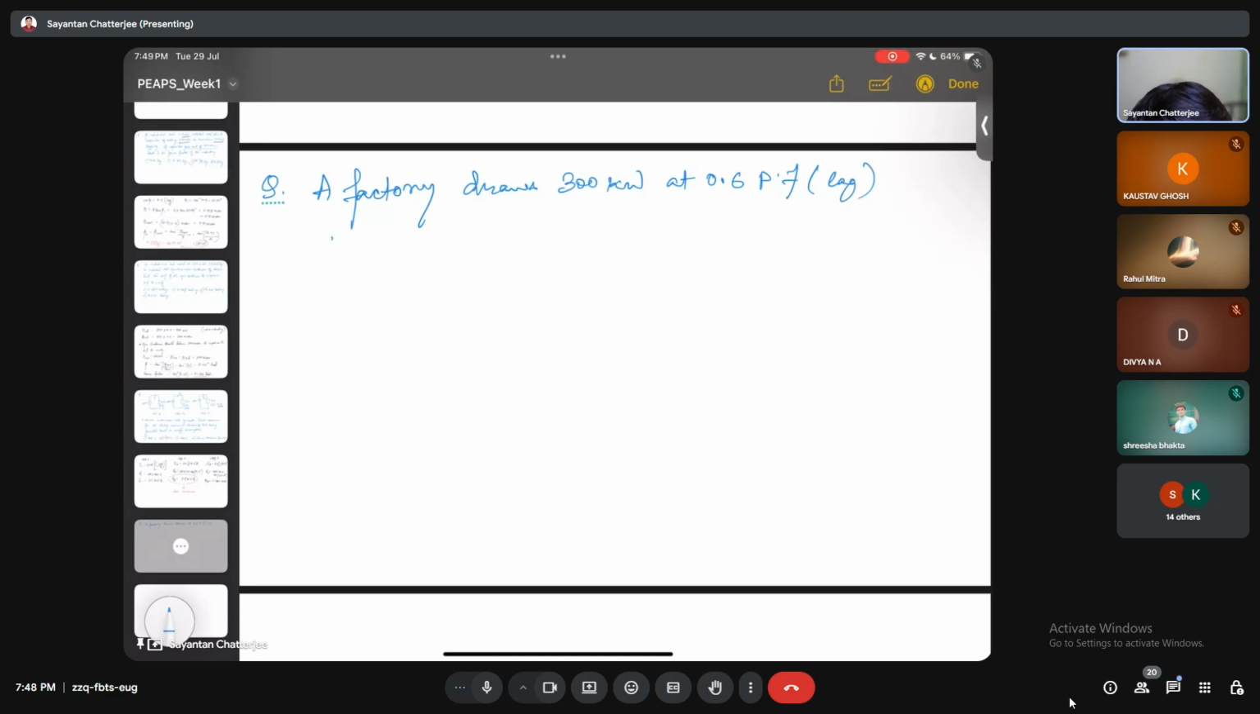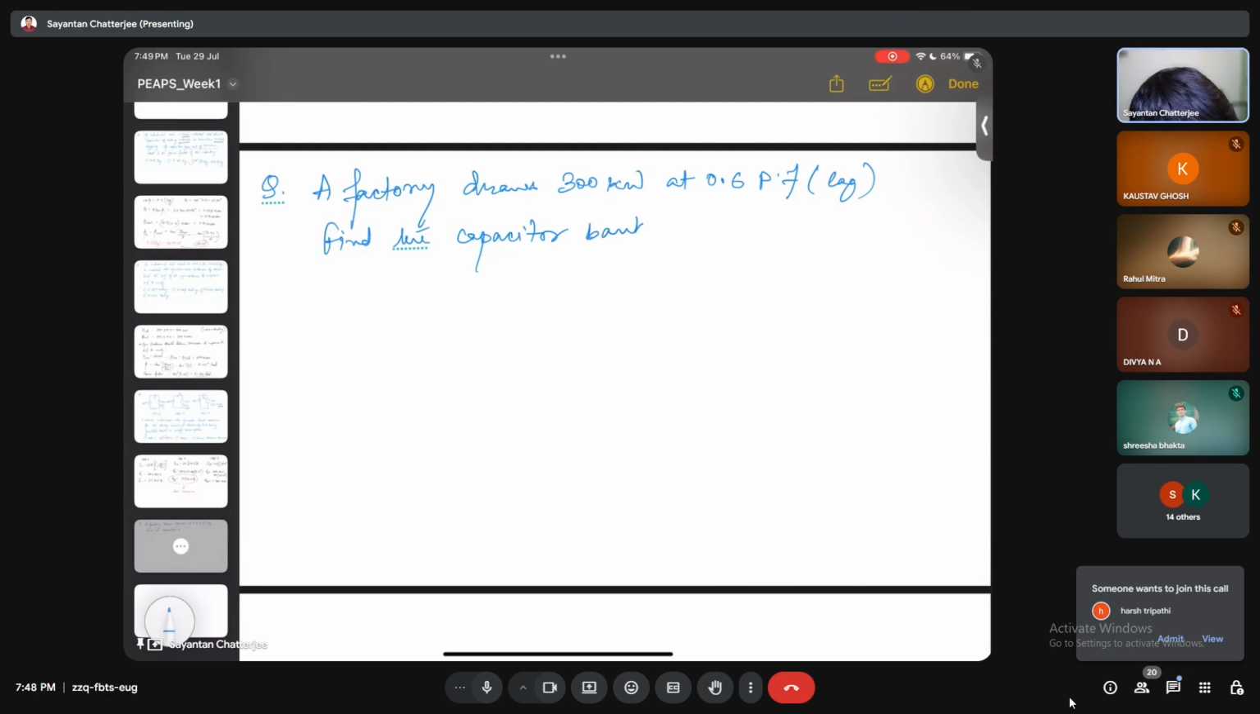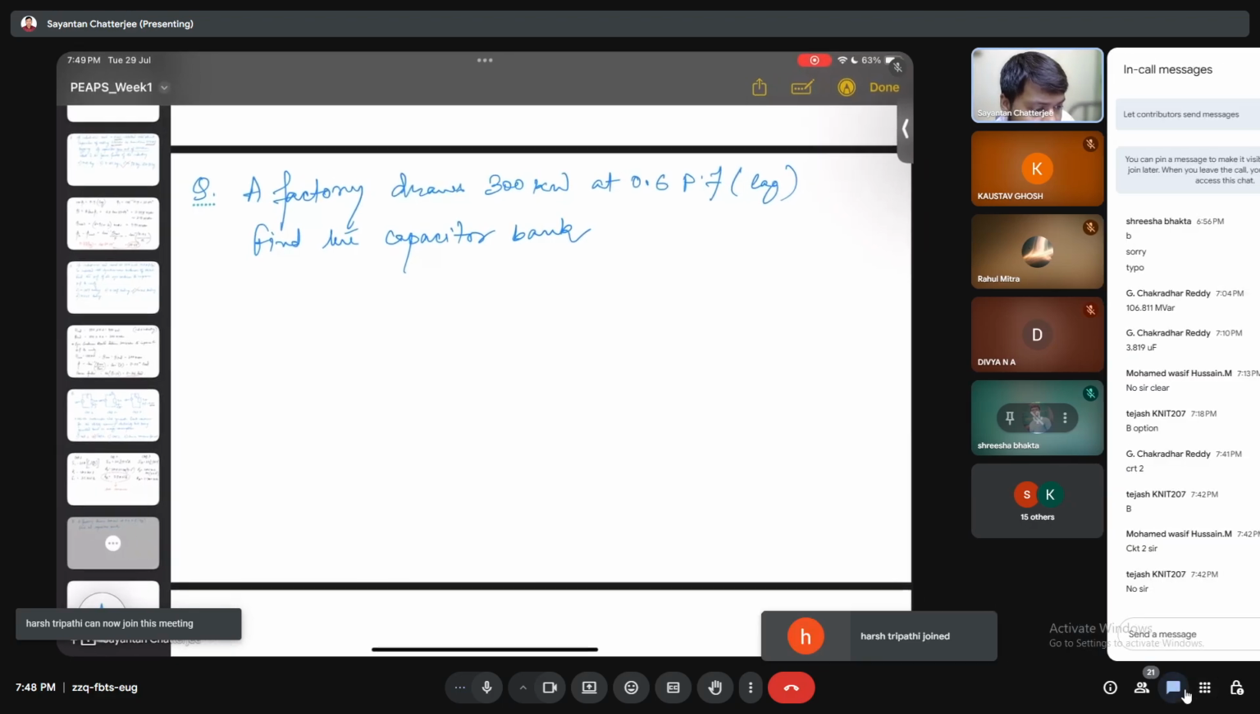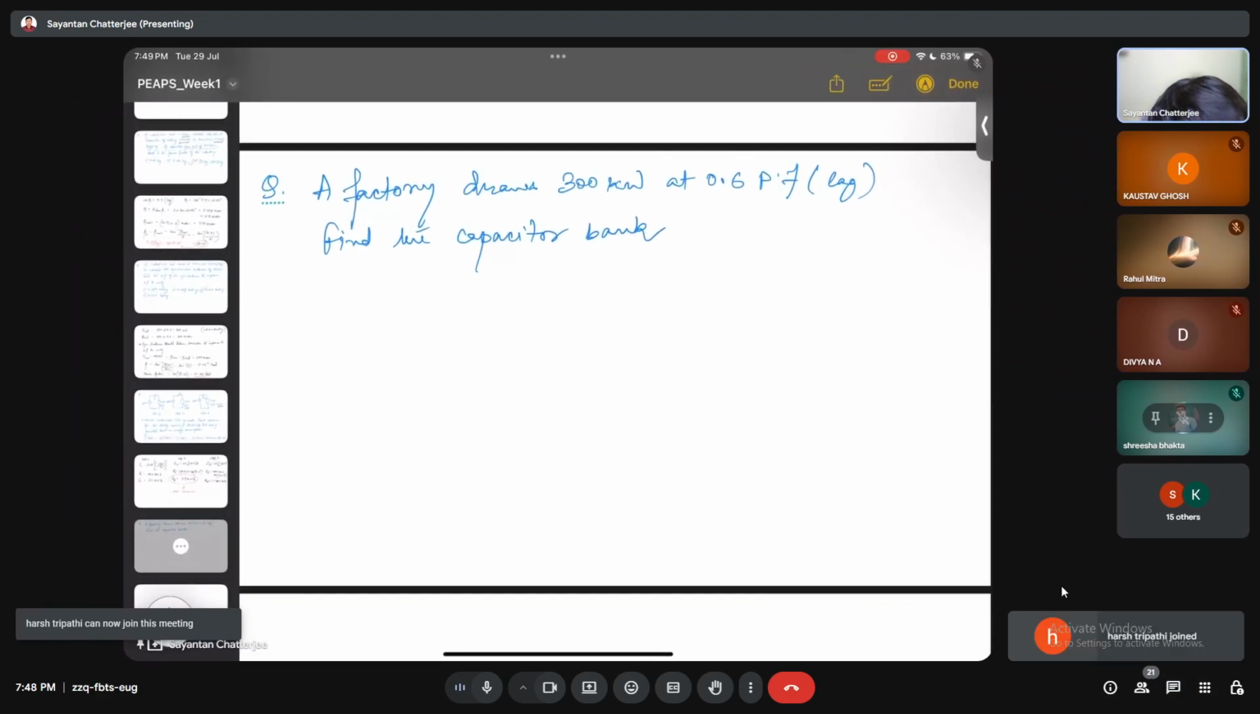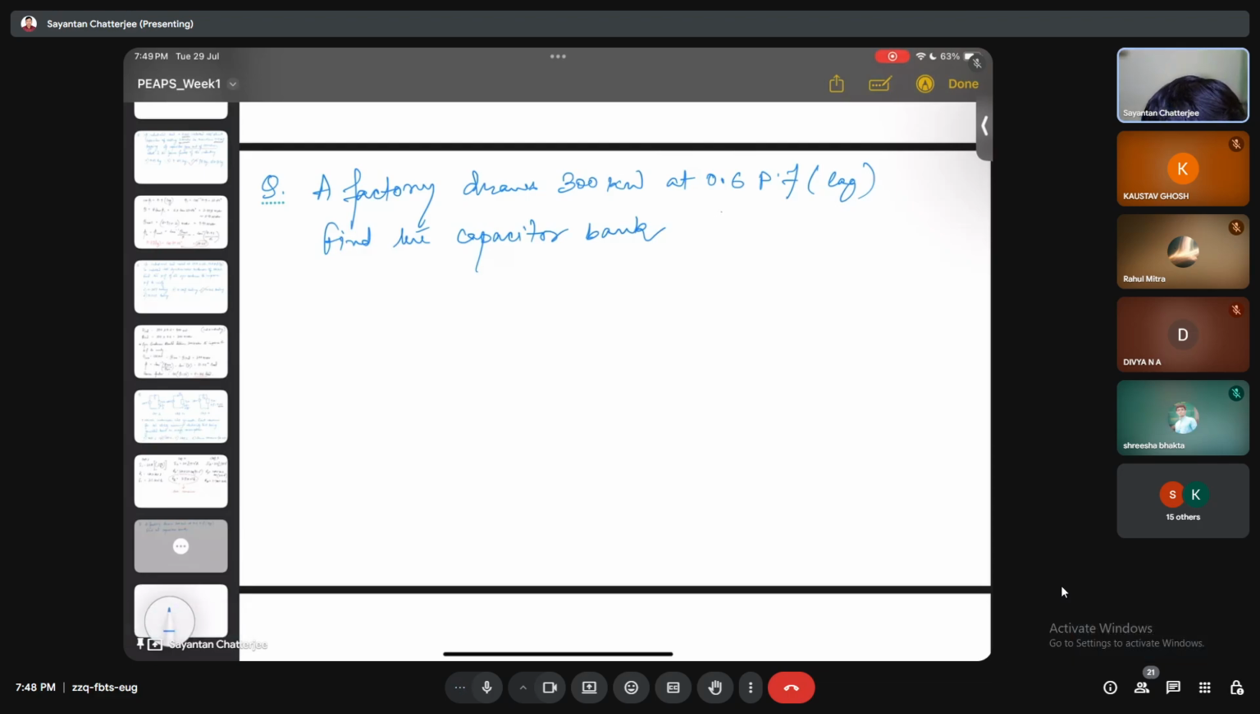and find the capacitor bank required to improve the power factor to 0.95. So please calculate.